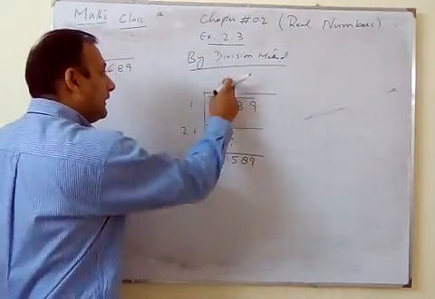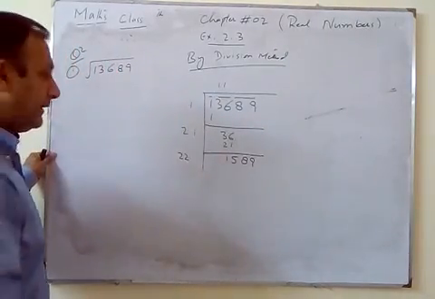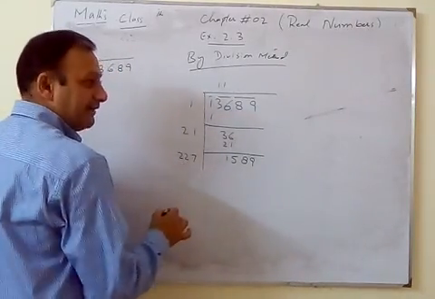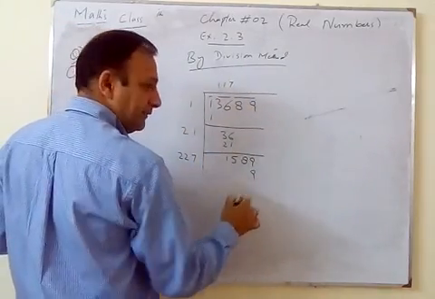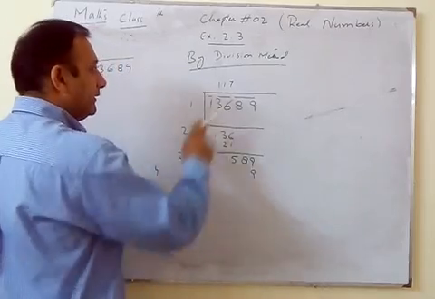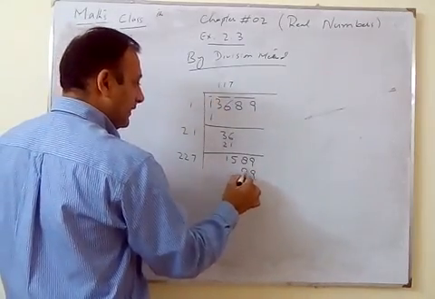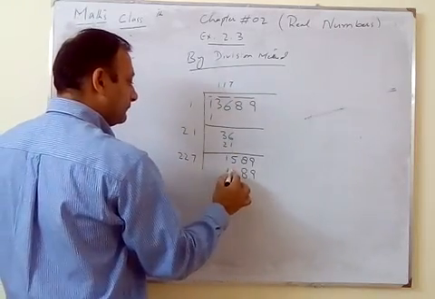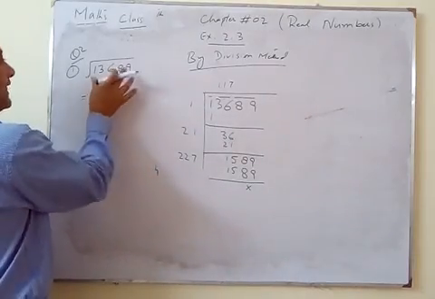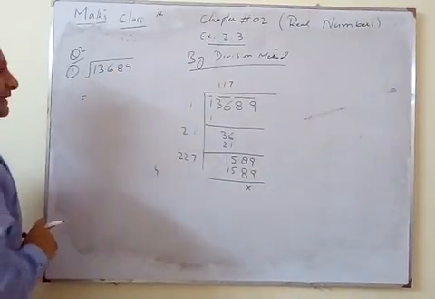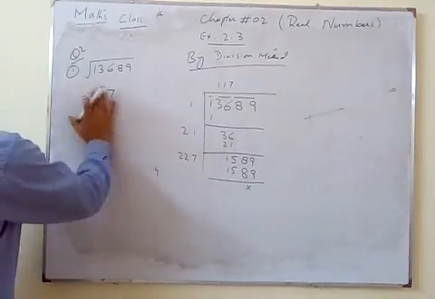5, 1. Bring the complete pair down, 89. Make it double, that is 22. By 7. 7 9s are 49, 4 carry. 7 2s are 14, 18. 1 carry. 14 and 1, 15. So the square root of 13689 is 117.